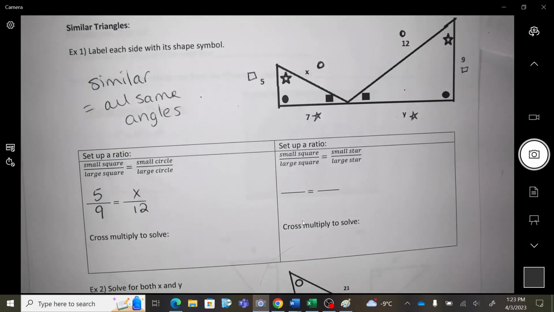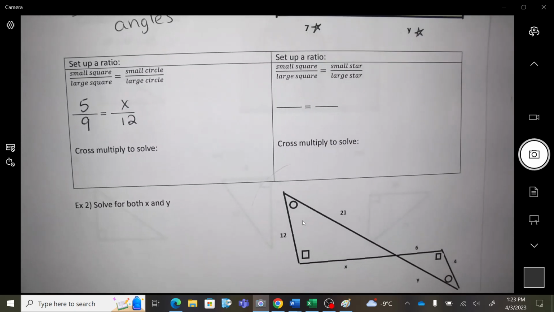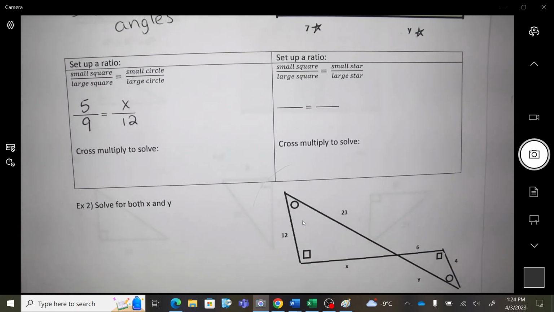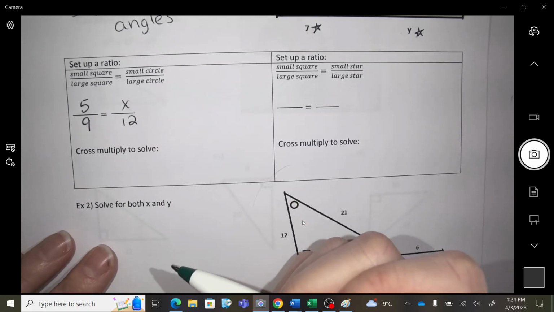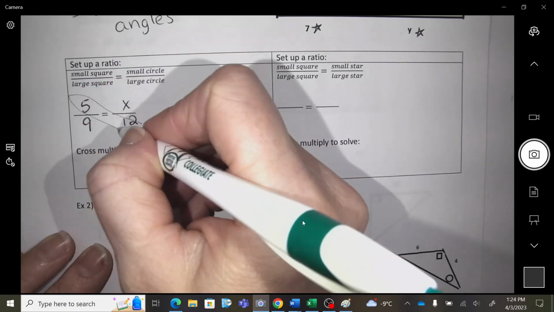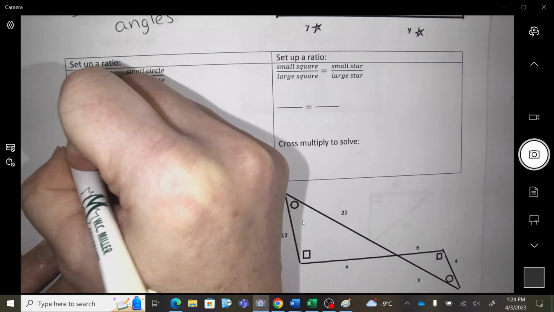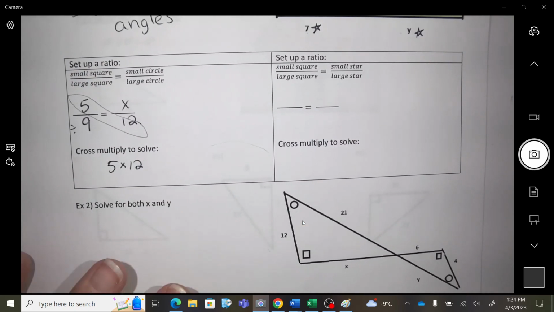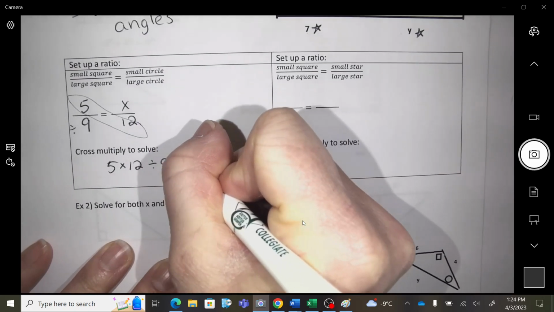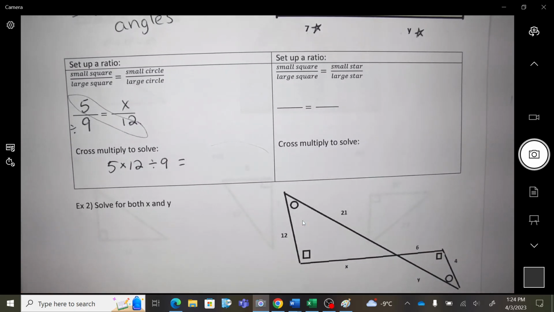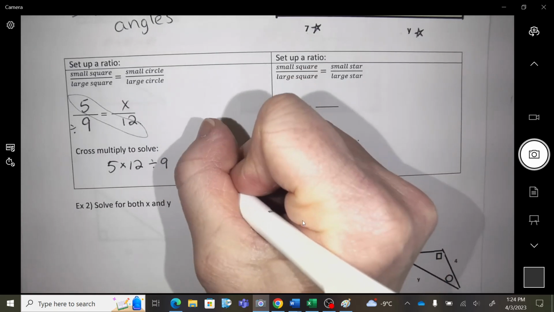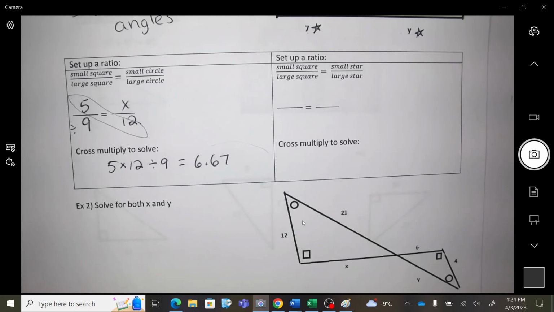Okay, an all-important math skill. Maybe you've learned it somewhere along the line. To solve two fractions like that, it's a cross multiply. Which two numbers can I multiply diagonally? I'm going to go 5 times 12, and then I would divide by the last one. So 5 times 12 divided by 9. And that's the length of x, the side x.